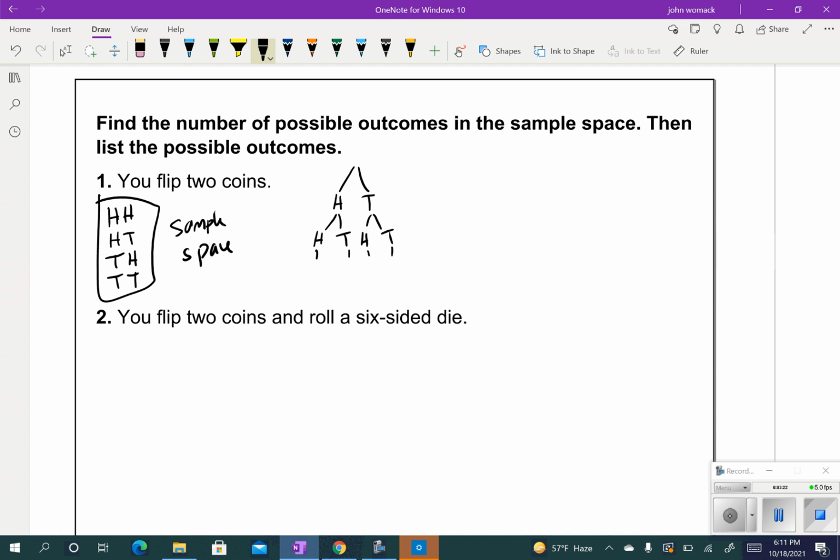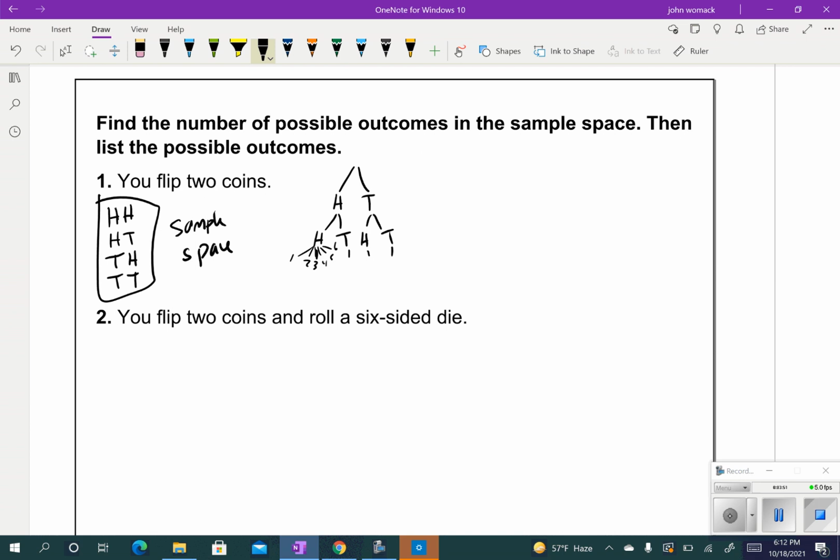Okay, so you flip 2 coins and you roll a six-sided die. Well, just think about this for a second. I'm not going to write out the whole sample space, but we just flipped 2 coins up here. For each of these, I could do a heads, heads, and then I could have a 1, 2, 3, 4, 5, or 6. Or I could do a heads, tails, and have 6 more. So if you count, there are going to be 6 outcomes here.